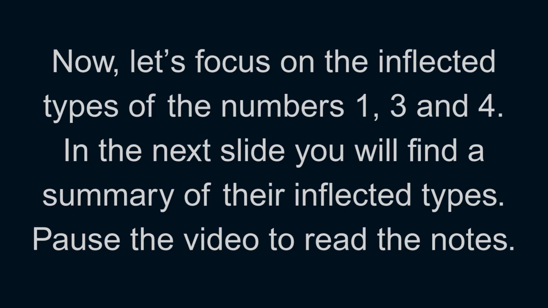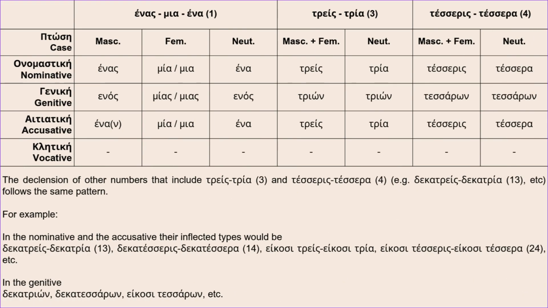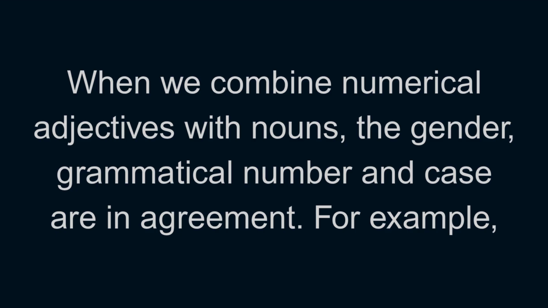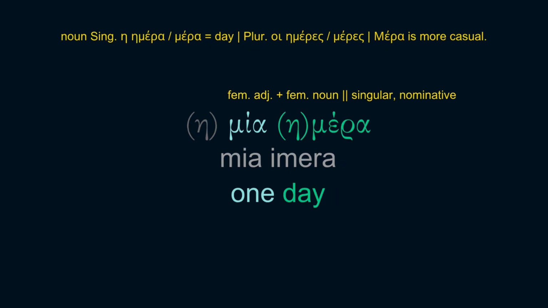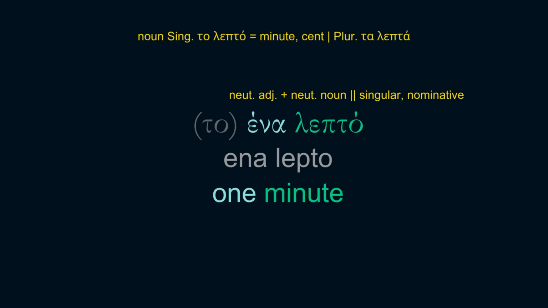In the next slide, you will find a summary of their inflected types. Pause the video to read the notes. When we combine numerical adjectives with nouns, the gender, grammatical number, and case are in agreement. For example, ένας μήνας, μία μέρα, ένα λεπτό.